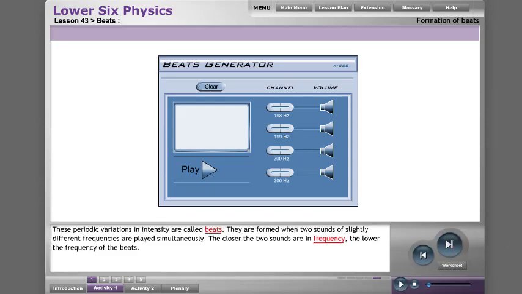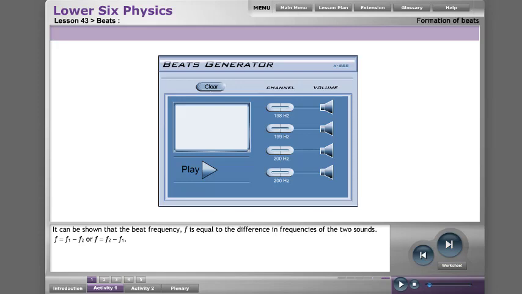These periodic variations in intensity are called beats. They are formed when two sounds of slightly different frequencies are played simultaneously. The closer the two sounds are in frequency, the lower the frequency of the beats. It can be shown that the beat frequency f is equal to the difference in frequencies of the two sounds. That is, f equals f1 minus f2, or f equals f2 minus f1.